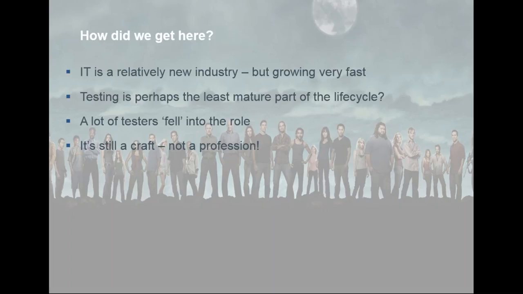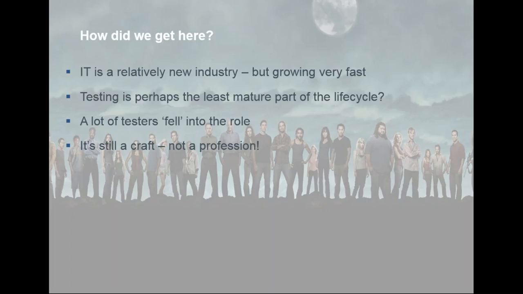But we're still very much a craft. We're not a profession. And what do I mean by that? I mean that a craft is a hand-me-down process. So we learn from the people we work with. We don't necessarily learn from a central, coordinated TBOC, a testing book of knowledge. We do have certification, but it's very low-key at the moment. It's good certification. I'm not challenging the certification. I think they're worthwhile, but it doesn't actually drive us to be a profession at the moment.